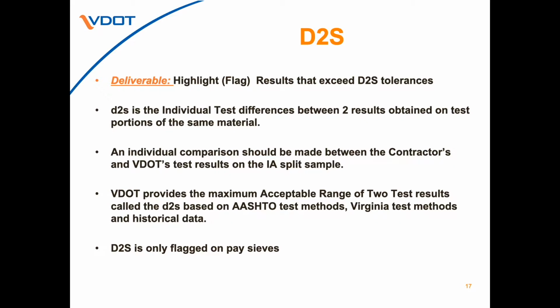The system also has what we call D2S. D2S is the individual test differences between 2 results obtained on test portions of the same material. This is for your split samples that the contractor splits with VDOT. These D2S numbers come from AASHTO test methods, our Virginia test methods, and then any type of historical data that the department has analyzed. And D2S is only flagged on our pay sieves and our asphalt content.